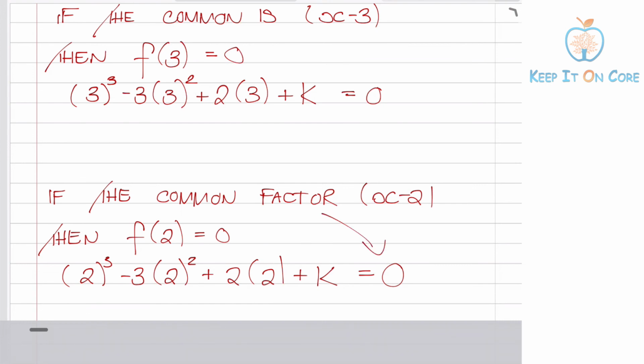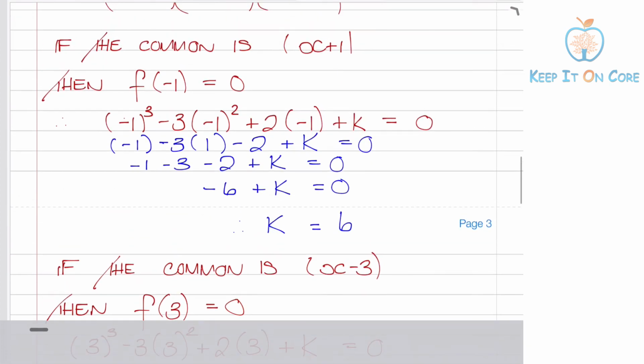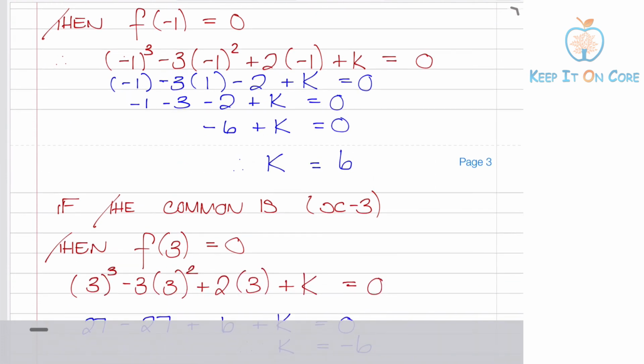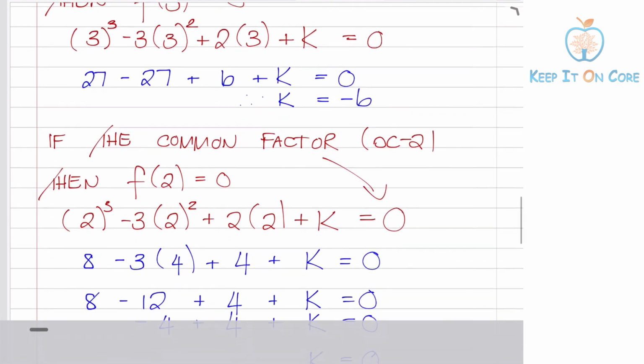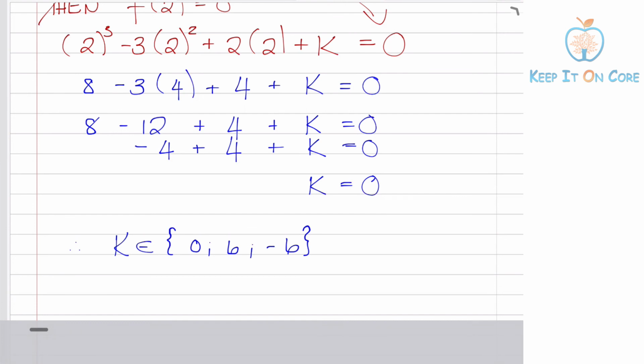And if we work out what each of the values for k is just by working out all that substitution, the first possible value of k was 6. Your second possible value of k was negative 6. And your third possible value of k was 0. So taking into account any one of those brackets as a possible common factor, those would be the 3 possible values for k.